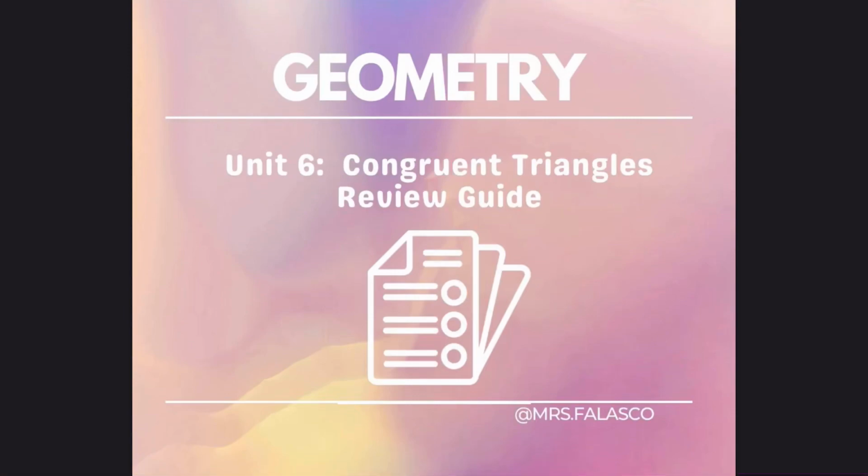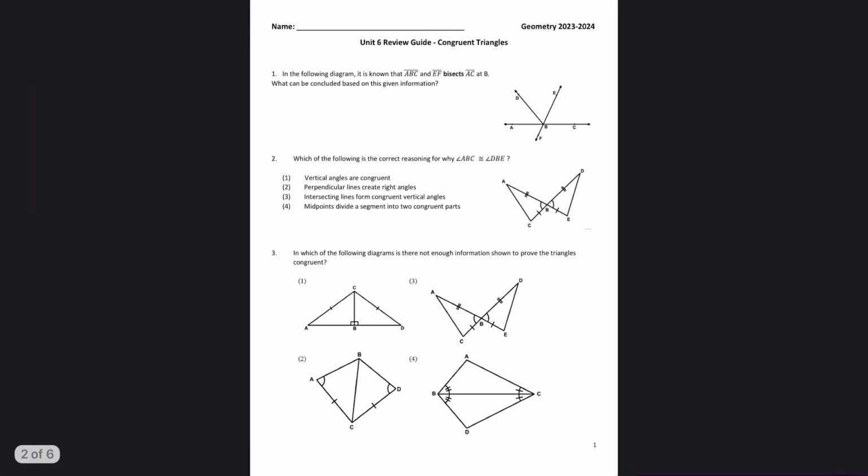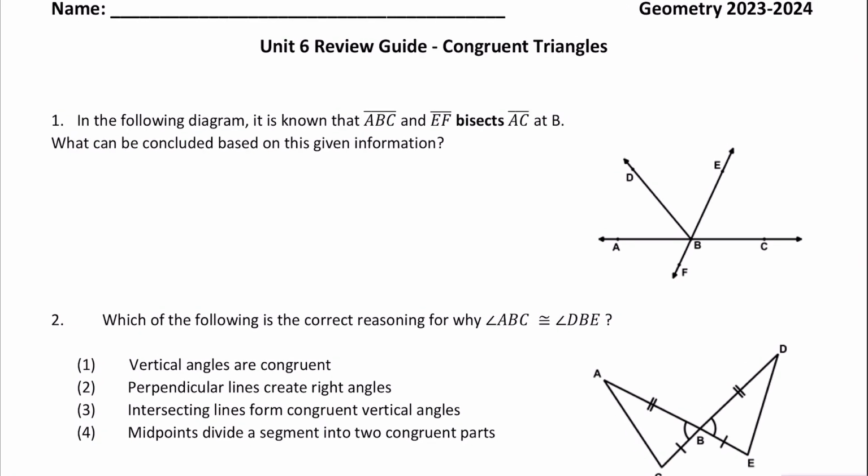This video is the review guide for congruent triangles, which is our unit 6. So we're going to go ahead and start with question number 1. If I take a look at question number 1, it says in the following diagram, it is known that ABC and FE bisects AC at B. So when you see this sentence, then it wants to know what could be concluded based on the given information.